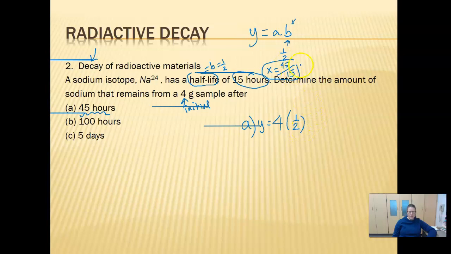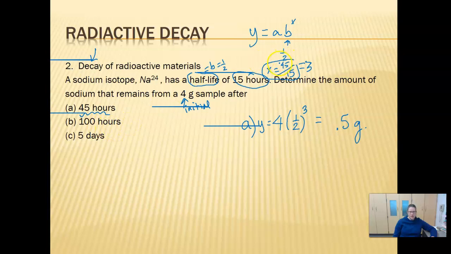And then 45 divided by 15 is equal to 3. So this would be raised to the 3rd power. And then just go ahead and try that in your calculator. Remember, you want to raise 1/2 to the 3rd power before you multiply by 4. And that's going to equal 0.5 grams. Okay. So you could try it for 100 hours.